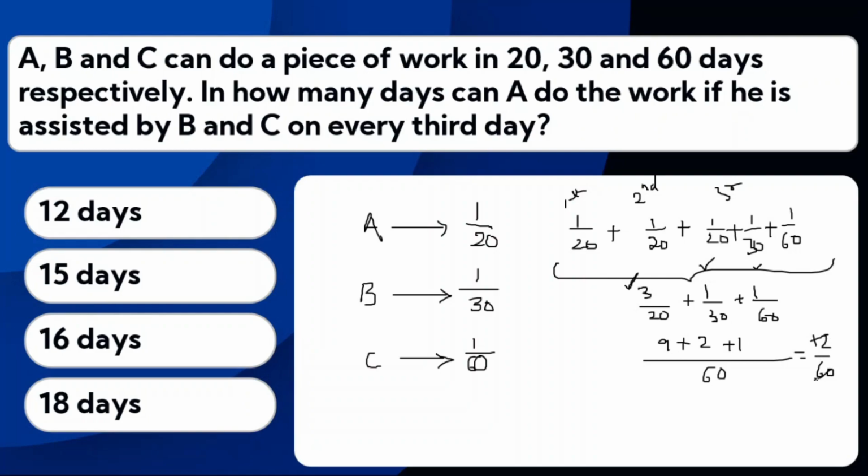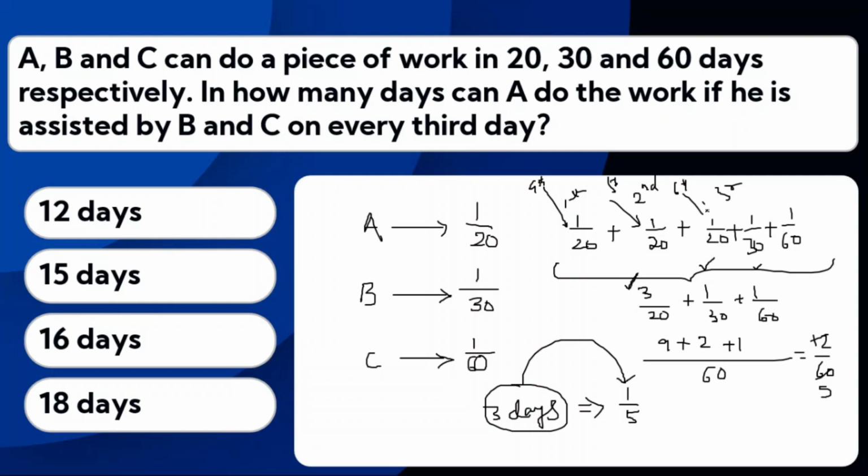So 12 gets cancelled here, 5 times. 1 by 5th of the work is completed for how many days? 3 days. For 3 days they have completed 1/5 of the work. Again, what will we do? On the 4th day A alone can work. On the 5th day again A alone can work. And on the 6th day again B and C will join him. So this cycle will continue.